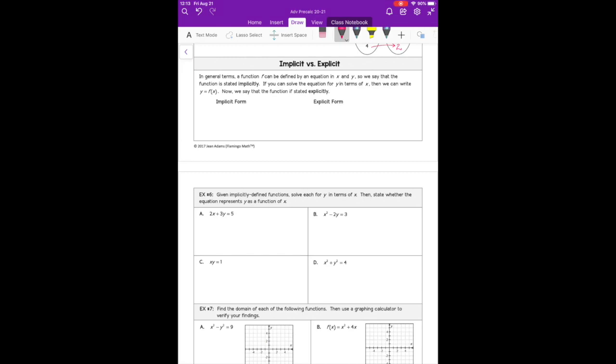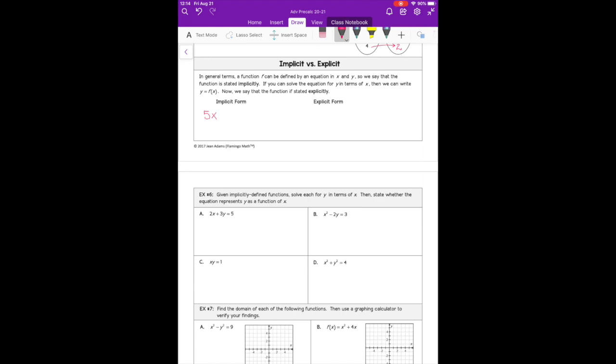Implicit versus explicit. Okay? We can define an equation in x and y. So we're talking about x and y, so forth. An implicit form is any time that y is not by itself. So remember, y equals f of x. So where could y not be by itself?